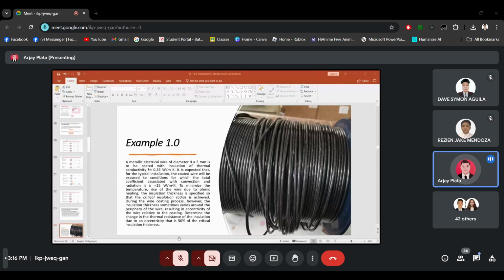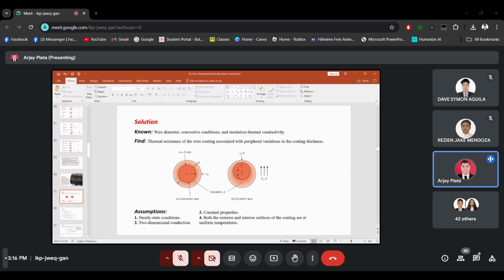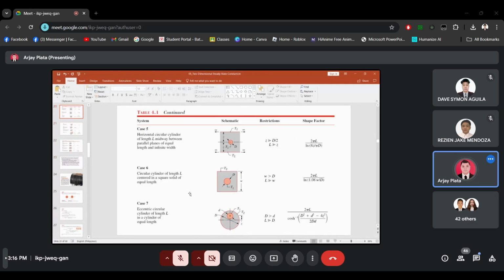Okay, I know that you already know this is case 7. Case 7 is for an eccentric circular cylinder of length L in a cylinder of equal length. So we have a small diameter and a large diameter. The small diameter is for the copper wire, the large diameter is for the insulation. And then we will utilize this equation for the shape factor.